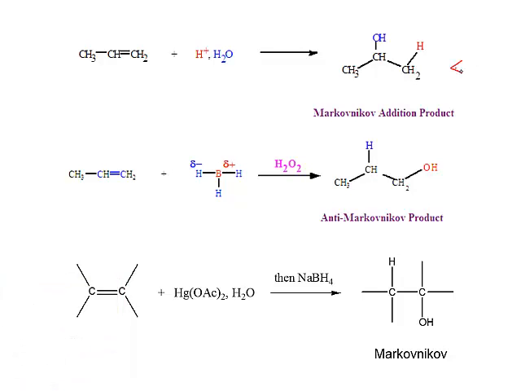Which is this one. If we wanted to add H and OH anti-Markovnikov, we have to use hydroboration oxidation, which only adds cis. And then if we wanted to add Markovnikov but add the H and the OH 100% trans, we could use the mercuration demercuration. So those 3, yes, will be for Friday.